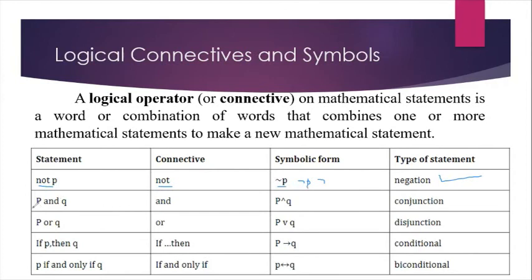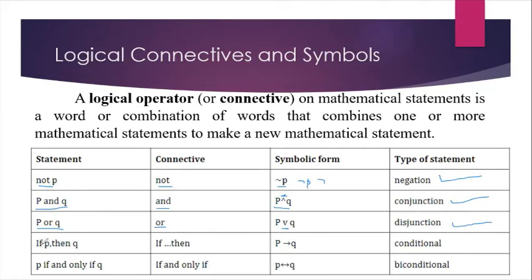And then the next statement is P and Q. So our connective there is and. Yan yung nakapag-connect sa dalawang statements natin, P and Q. And then in symbol, it is like this. So ito yung symbol ni and. And this is what we call the conjunction statement. And then if we have P or Q, our connective is or. And in symbolic form, it is like this, the V. So this is the disjunction statement, if naka-or.